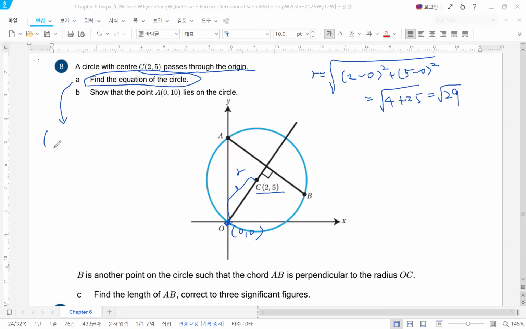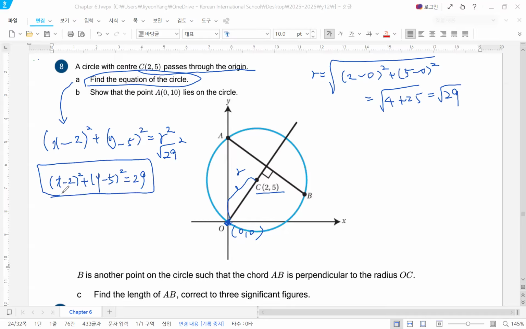So find the equation of the circle. Please tell me, x minus 2 or plus 2? The center is 2, 5. x minus 2 squared plus, please tell me, students, y minus 5 squared equals r squared. But since r is square root 29, square root 29 squared is 29, right? So therefore, x minus 2 squared plus y minus 5 squared equals 29 is the equation of this circle.